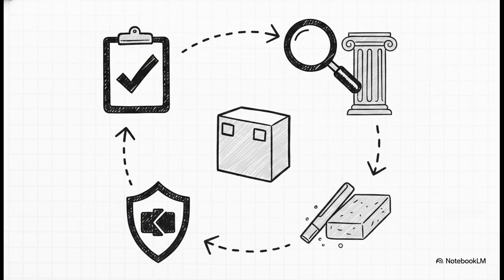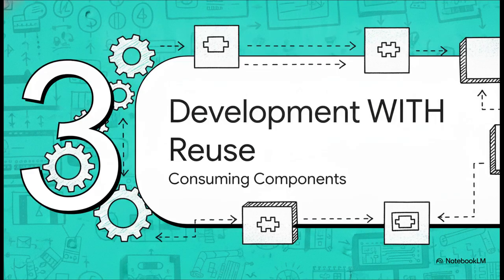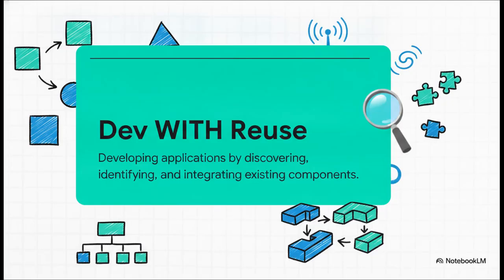Keep all of that in the back of your mind as we shift over to the consumer perspective. Right, Section 3, Development with Reuse. Let's see how we actually build things using these parts. Development with reuse is the process of building new applications by discovering, identifying, and integrating existing components and services. When you're the consumer in this process, you're literally just snapping the parts together.